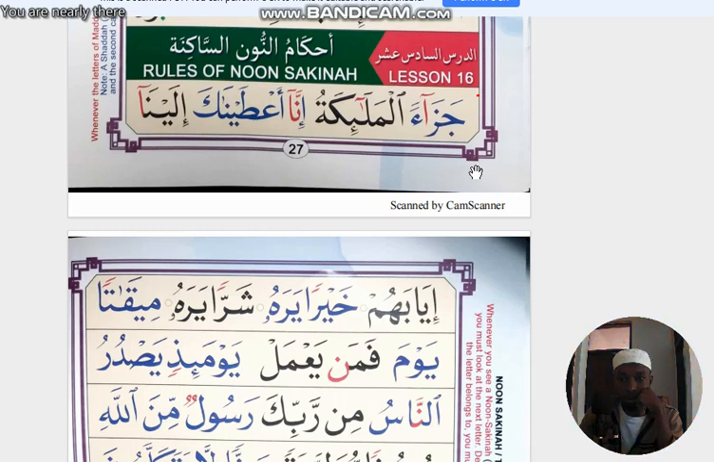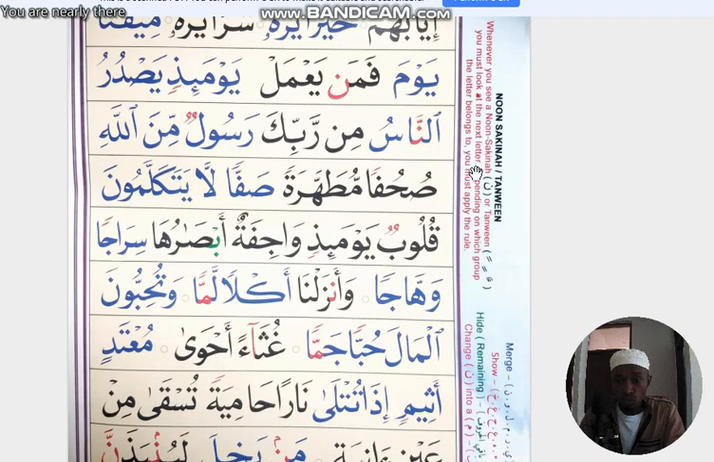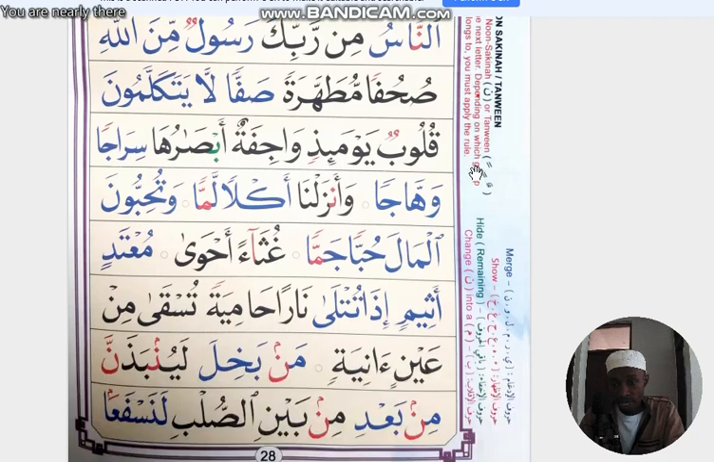Ahlan wa sahlan. We're going to proceed with lesson number 16. Lesson number 16, we're going to talk about ahkamun nun sakina. These are the ahkam where we will need to merge. To merge is taking one letter and putting it into the other letter. The other letter is the one which is more heard by others, which is called IDGHAM, merging.